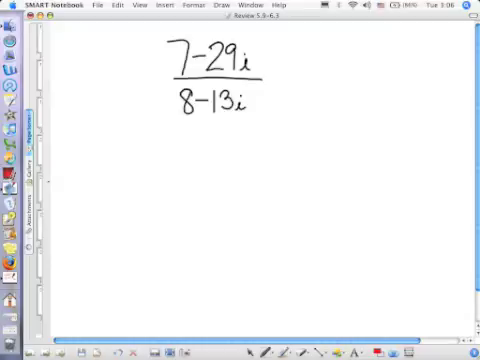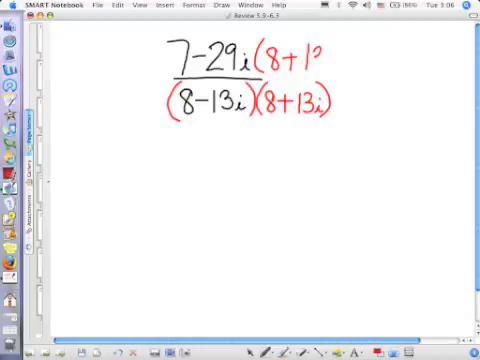Number 13, we're faced with the same problem. We have an i in the denominator. As this fraction stands, we can add nothing, we can subtract nothing, we can divide nothing. But we can remove the i from the denominator by multiplying by the conjugate, both at the top and the bottom.